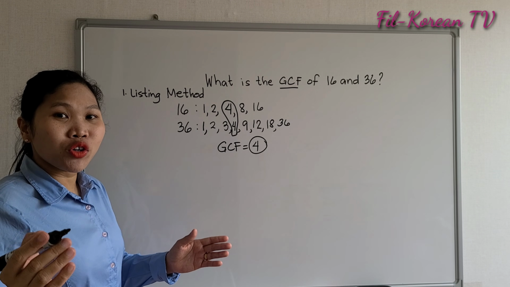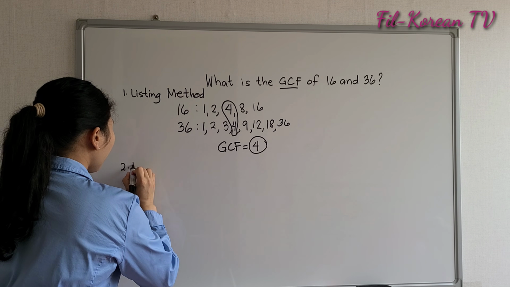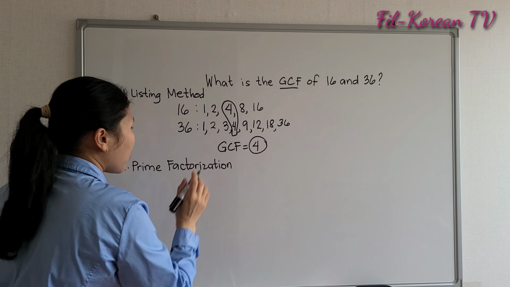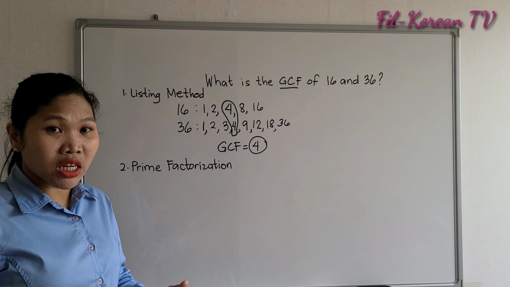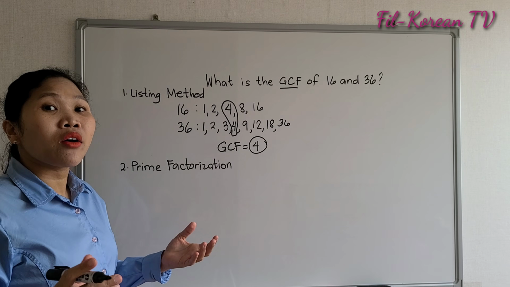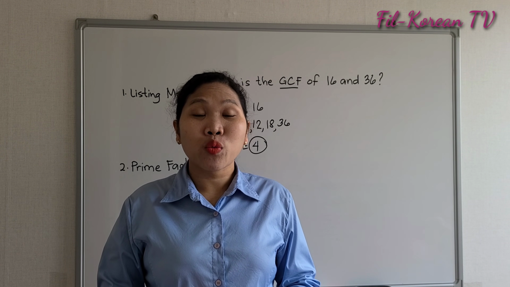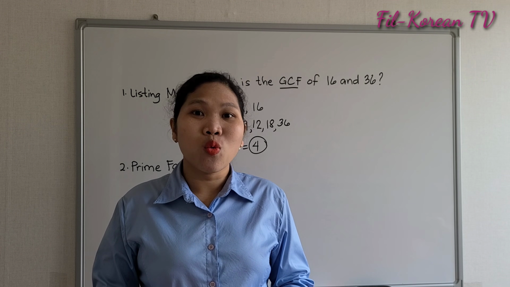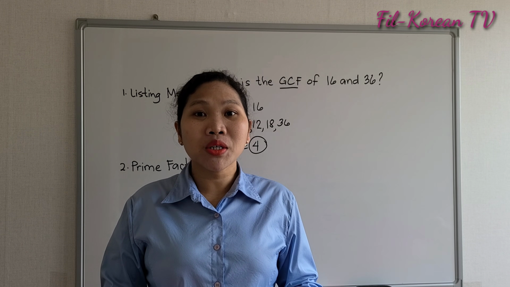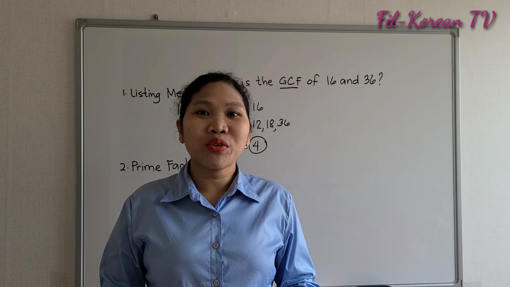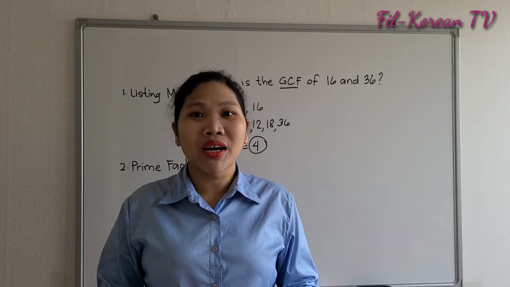Okay, now I will show you how to get the GCF in another method, which is prime factorization method. In this method, we are going to use factor tree and we will get prime factors. When we say prime number or prime factor, it is a number with 2 factors only, 1 and the number itself. If you want to learn more about prime numbers, just watch my other video about prime and composite numbers. Visit the link at the description box below.